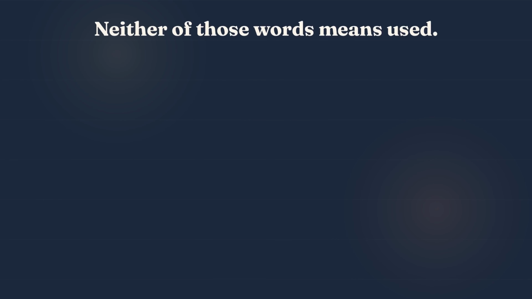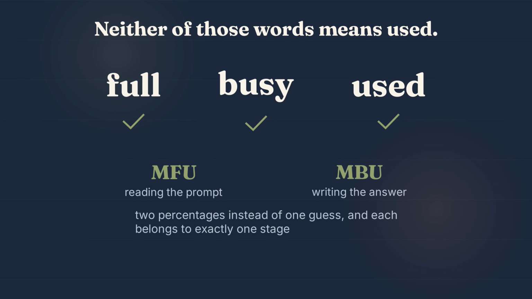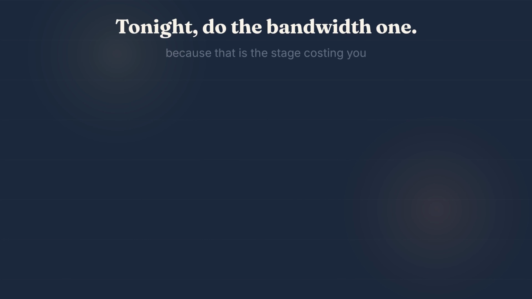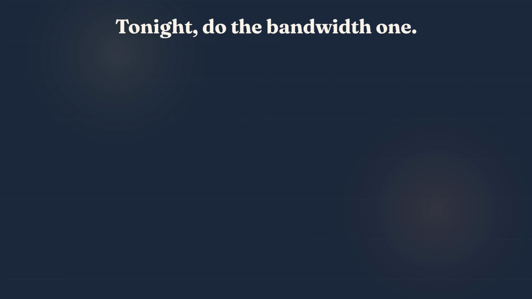We started with a card that was full and busy, and now you know that neither of those words means used. And instead of one guess, you've got 2 percentages, and each one belongs to exactly one stage. So what would I do tonight? The bandwidth one, because that's the stage costing you. Take your weights in bytes, add your cache, take the TPOT off the dashboard you already have, divide and divide again by the bandwidth on the spec sheet. Write that answer up next to your latency numbers and treat it as your baseline.